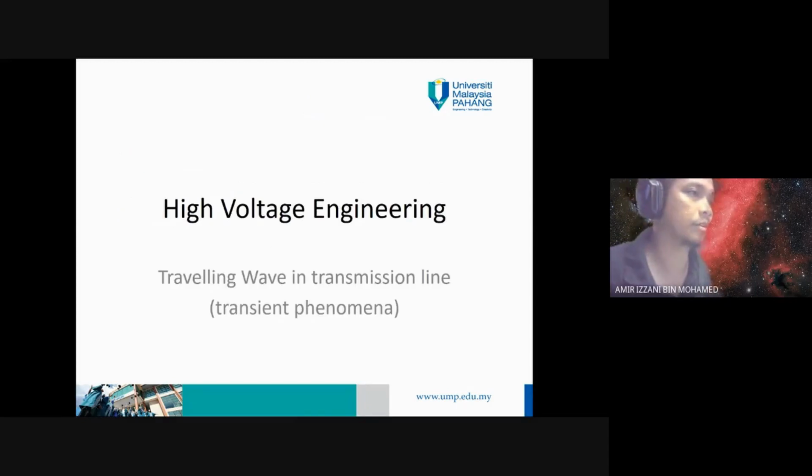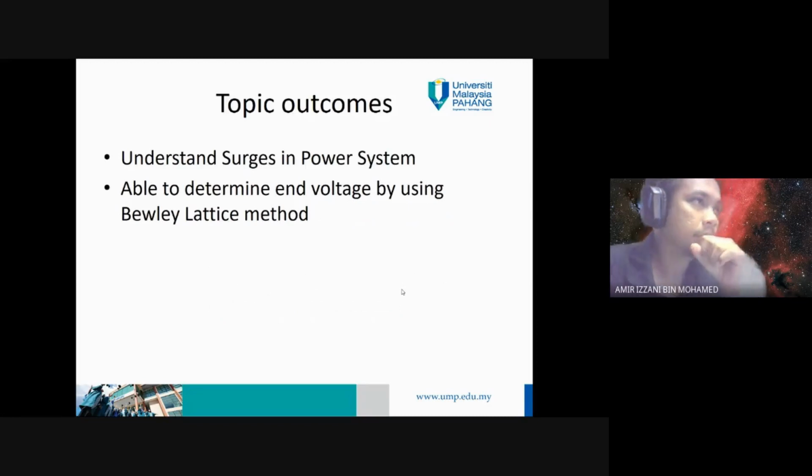Chapter 4 on traveling waves in transmission lines, related to transient phenomena. By this topic, we can understand the power surge in a power system and determine the end voltage by using the Bewley lattice method.